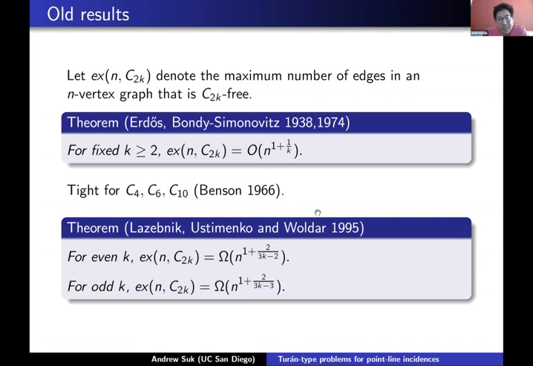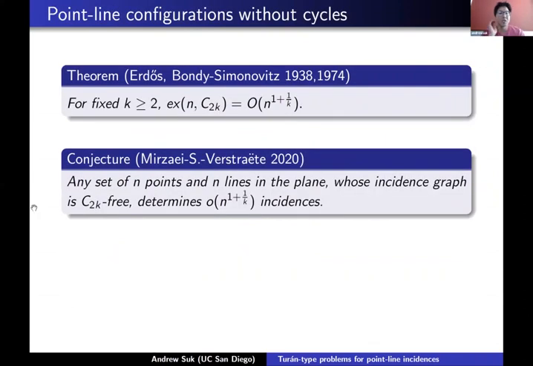However, in this geometric setting, when we're looking at points and lines and forbidding C_2k, it was conjectured by Mirzaei, myself, and Verstraete that you can improve this upper bound. In particular, any set of points and lines in the plane whose incidence graph is C_2k-free determines just little o of n to the 1 plus 1 over k incidences. Unfortunately, we weren't able to make any progress towards this conjecture. So this conjecture is wide open.